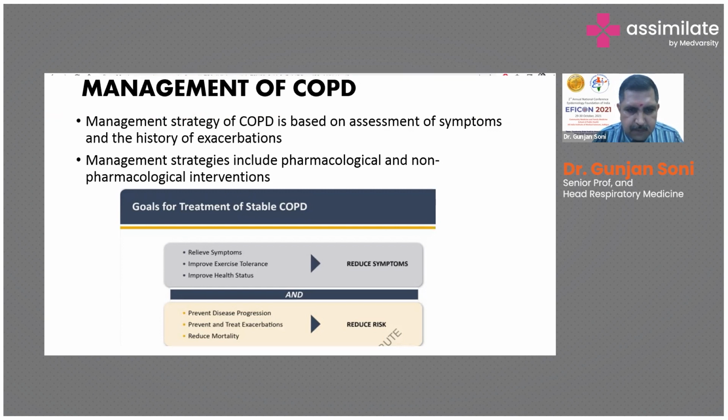What is the goal for the treatment of stable COPD? That we want to reduce the symptoms. So, relieve the symptoms, improve the exercise tolerance, and improve the health status of the patient. And we want to reduce the risk of the disease. So, prevent the disease progression, prevent and treat the exacerbation, and reduce the mortality. That should be the goal of the management of COPD.